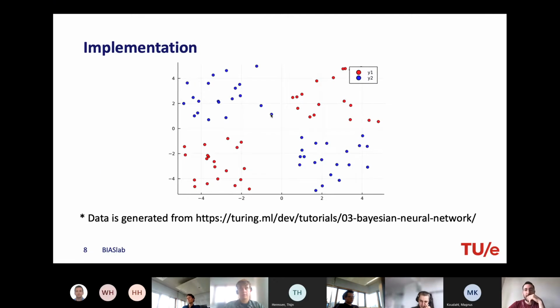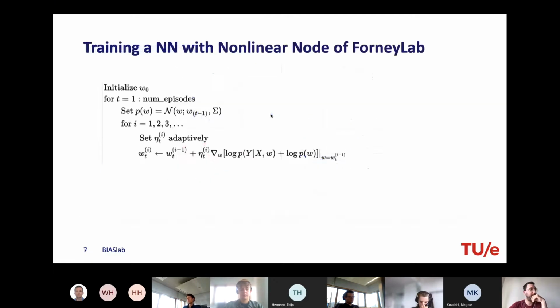Okay, can I ask a question? Yes, sure, definitely. Maybe I just missed that, but just to be clear, what are the inputs and outputs of this neural network?